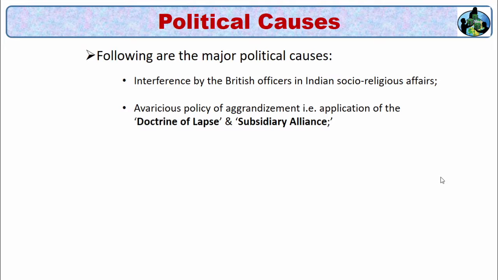On the other hand, Governor General Dalhousie introduced the doctrine of lapse. According to this doctrine, any princely estate or territory under the direct influence of the British East India Company would automatically be annexed if the ruler was either manifestly incompetent or died without a male heir. In addition to these policies, British officials were also interfering in native socio-religious affairs, which was not acceptable to the Indians.